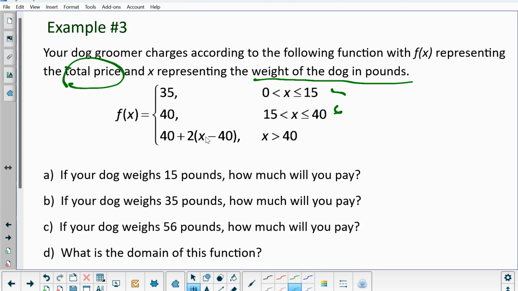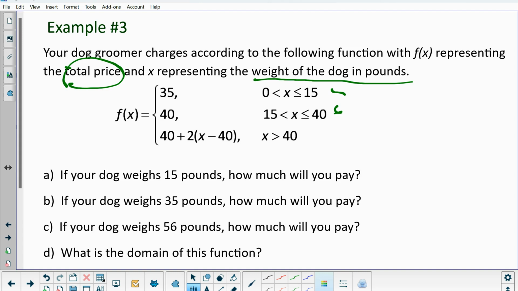So like if your dog is 42 pounds, then they're going to charge you $2 for each of those 2 additional pounds. So it would be an extra $4. Okay, so let's see if we can answer these questions. So if your dog weighs 15 pounds, how much will you pay?